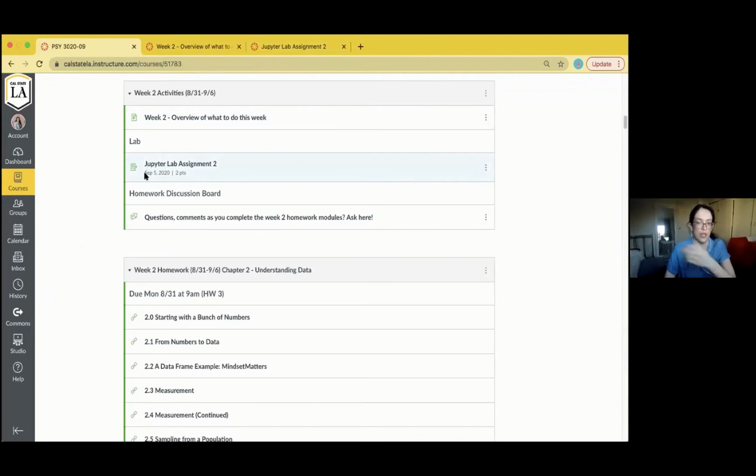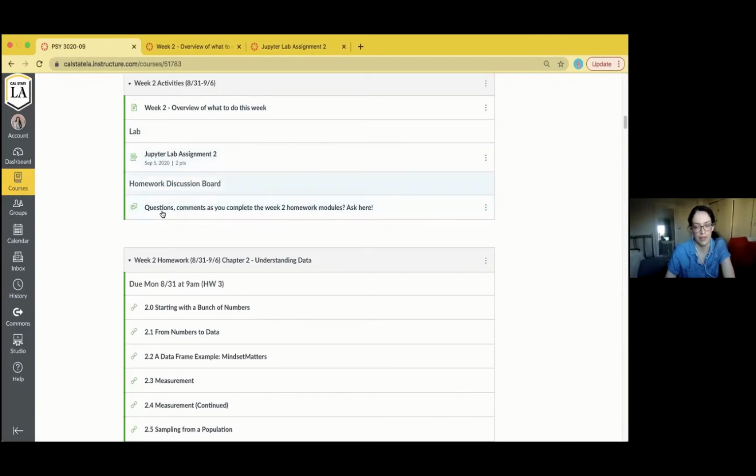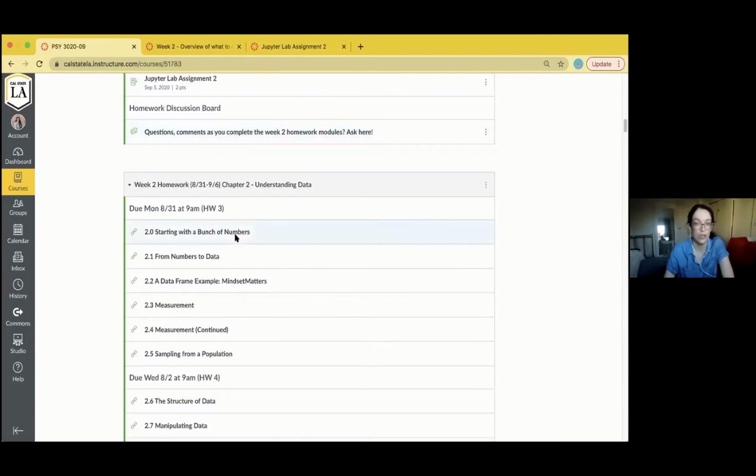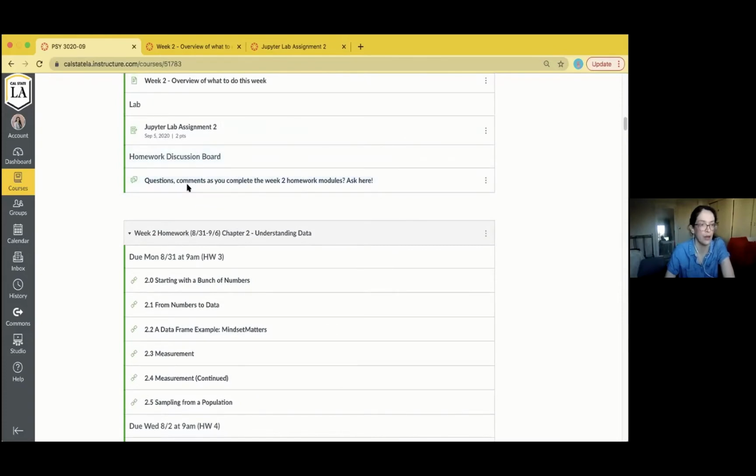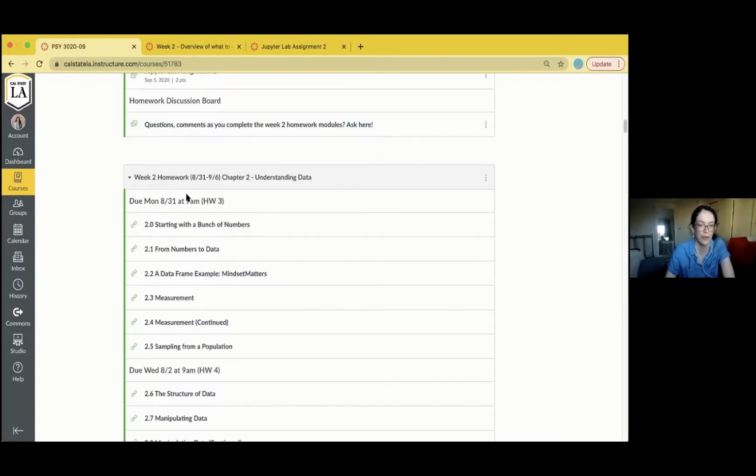So that shows up in their to-do list, which I figured out is really important to them. If they don't see something in their to-do list, they don't do it. And then every week I would have a discussion board. It wasn't used that much in my class, but it was there for students to use if they had questions as they were going through the modules.